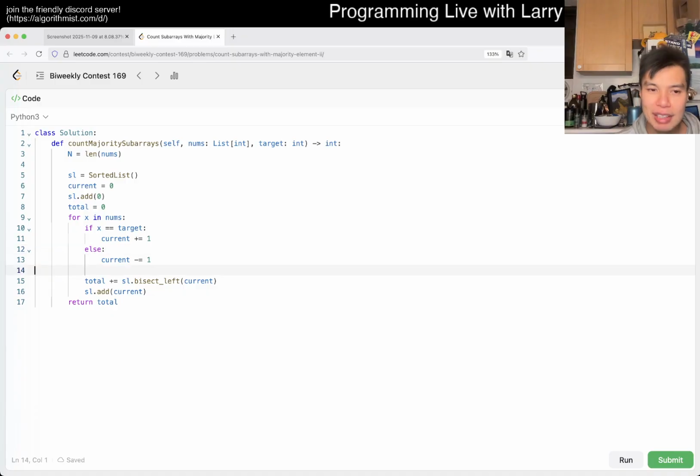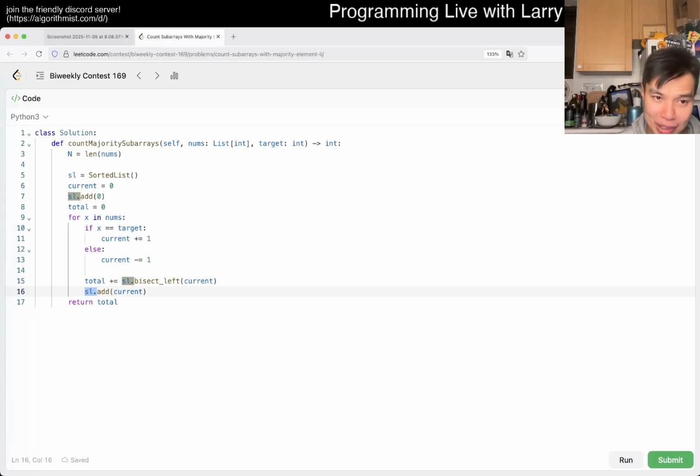And then after that, we do a binary search on finding how many prefix sums, more specifically, are smaller than the current number, on the visualization that we talked about. We add it to the sum, and then we just add the current prefix sum into the sorted list so that it can be searched for later in the future. And that's it. That's all I have for this one. Let me know what you think.